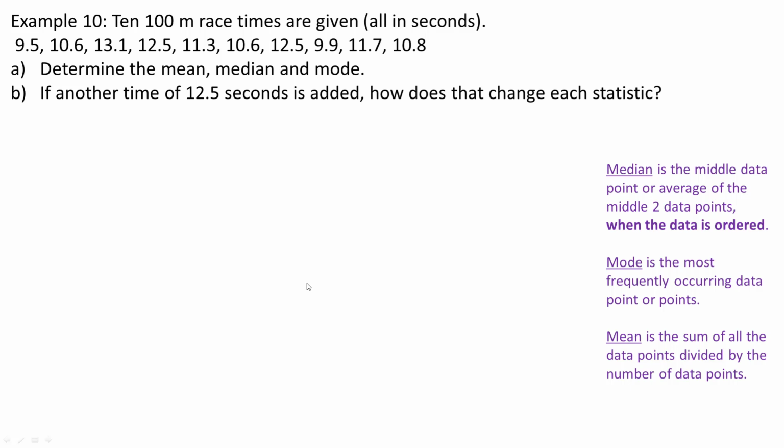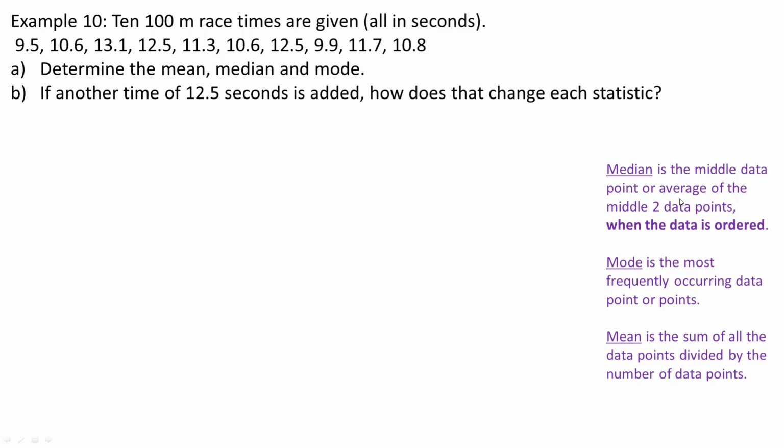So here's a data, mean, median, and mode question. Example 10: 10 100-meter race times are given, all in seconds. And so these are the data points. In case you don't remember, the median is the middle data point, or the average of the two middle data points if there's an even number of numbers, when the data is ordered. You have to put them in order.